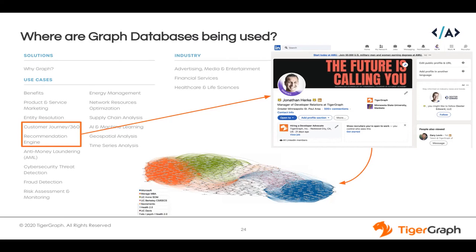These big, huge tech companies had their own custom graph solutions, and they pre-built those. Now we democratized graph databases and allow anyone to have the same power that the big companies have.